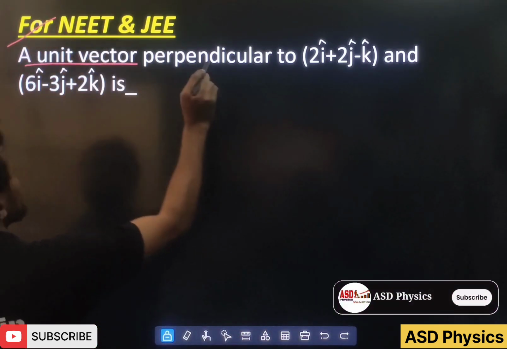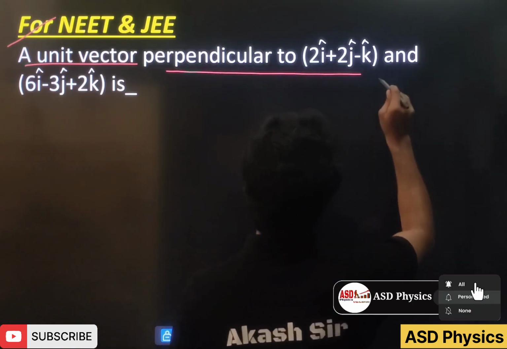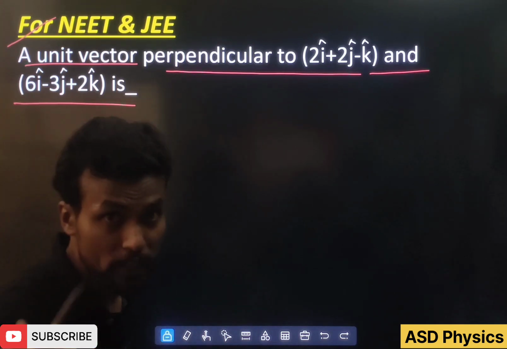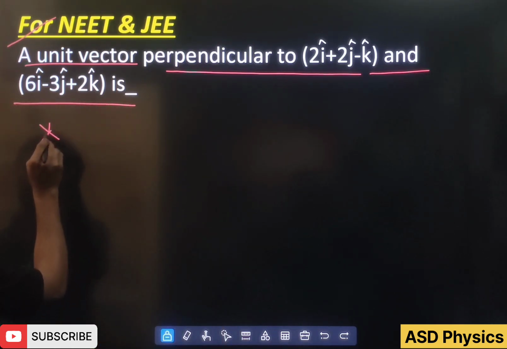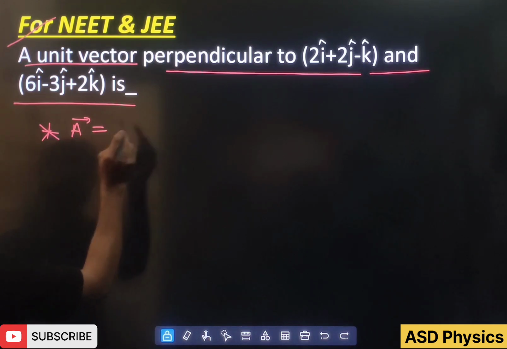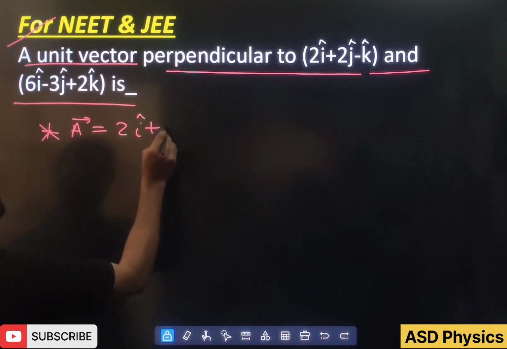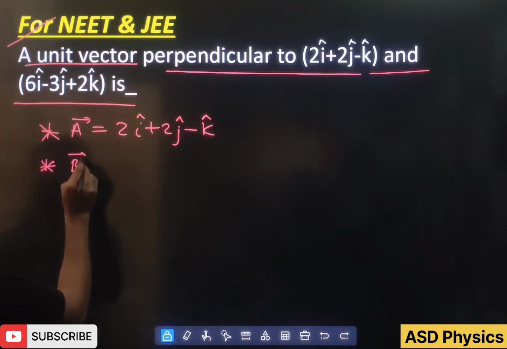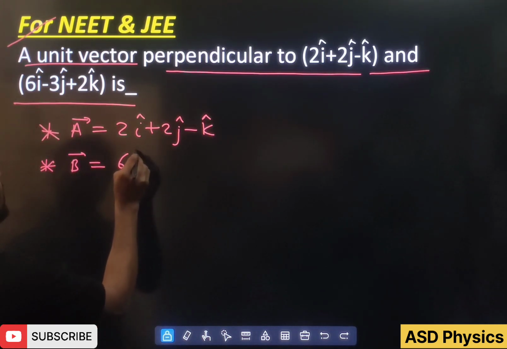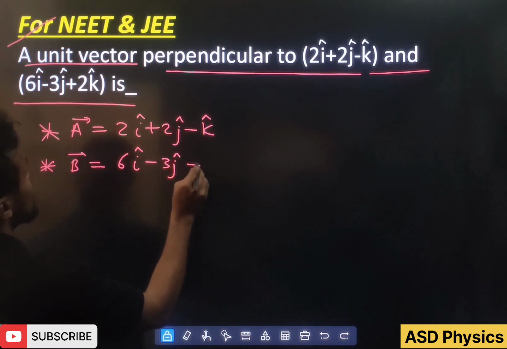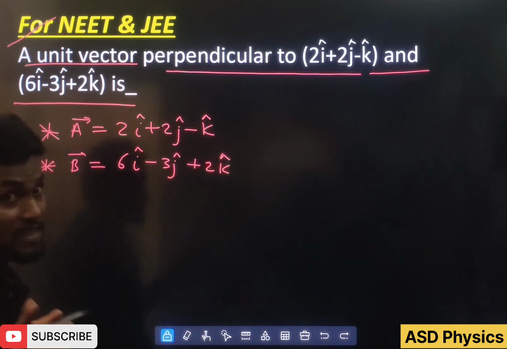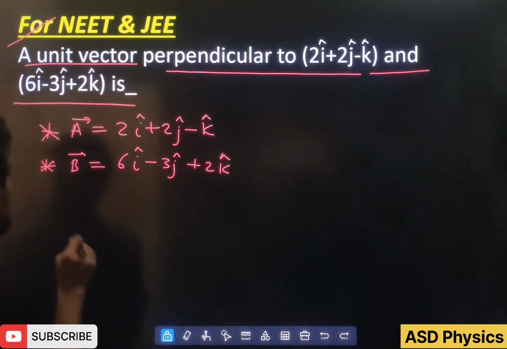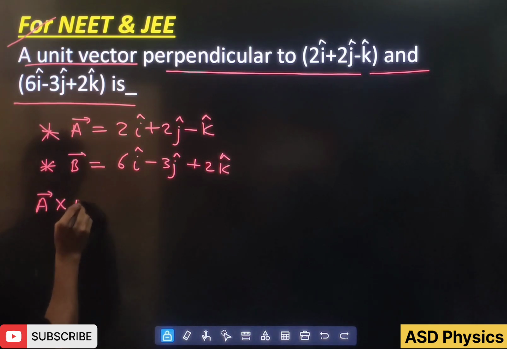Last question. A unit vector perpendicular to 2i cap plus 2j cap minus k cap and 6i cap minus 3j cap plus 2k cap, how much? Just for your basics, I am doing it here. Vector A is 2i cap plus 2j cap minus k cap, and let's take vector B, 6i cap minus 3j cap plus 2k cap. They are asking for the unit vector n cap. N cap means vector A cross B by mod of A cross B. Just like the previous one, we will do it here.